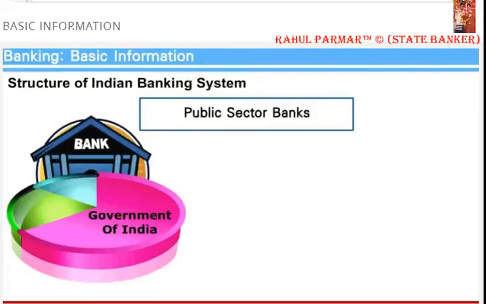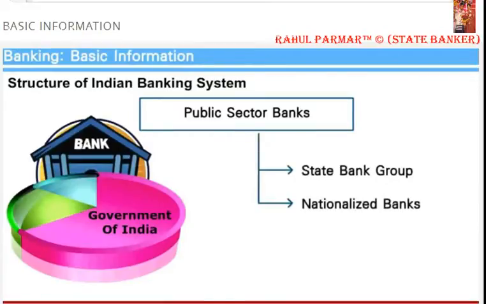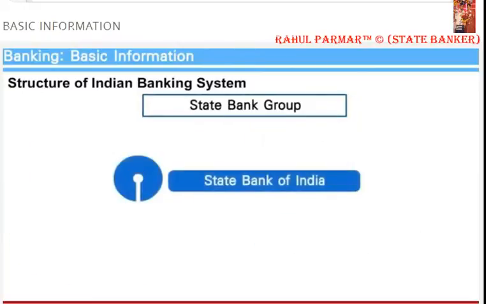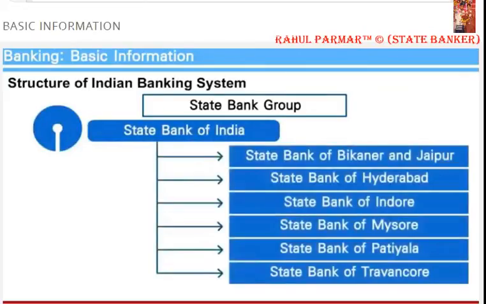The public sector banks are further classified as the State Bank Group, Nationalized Banks, and Regional Rural Banks. The State Bank of India is the largest bank in India with more than 10,000 branches across the country. It has 6 associate banks: State Bank of Bikaner and Jaipur, State Bank of Hyderabad, State Bank of Indore, State Bank of Mysore, State Bank of Patiala, and State Bank of Travancore.